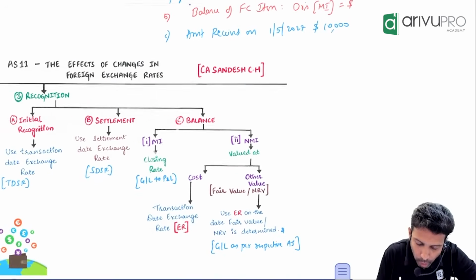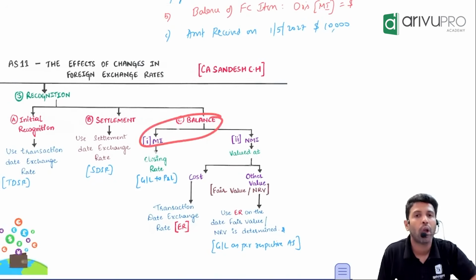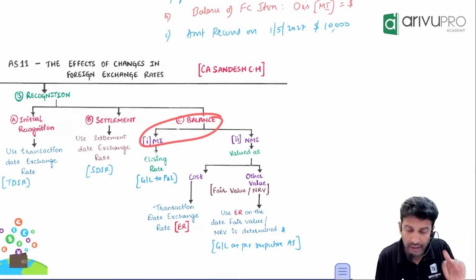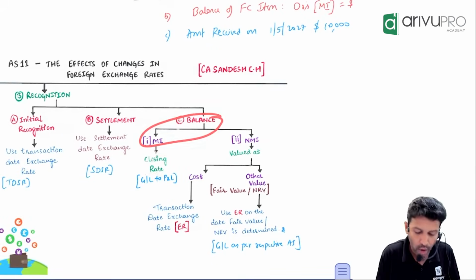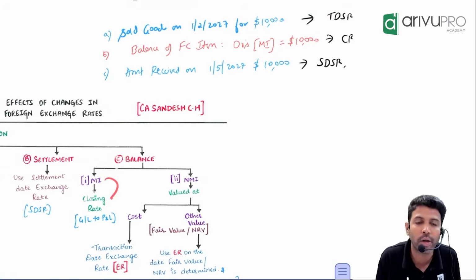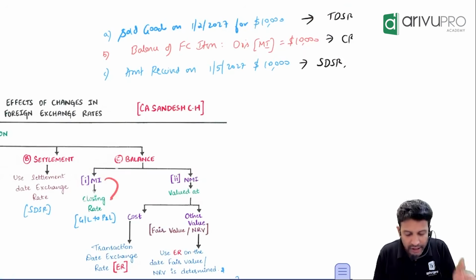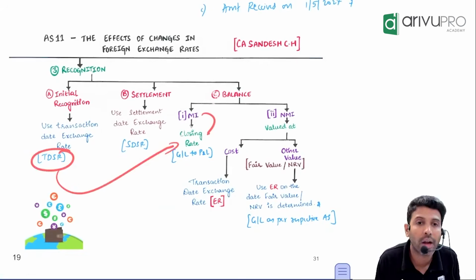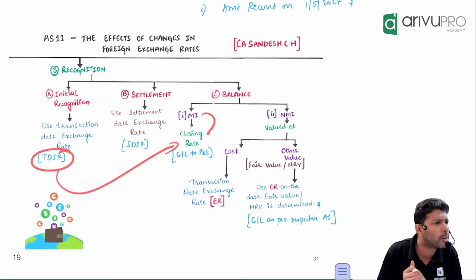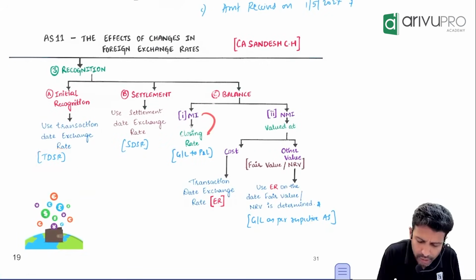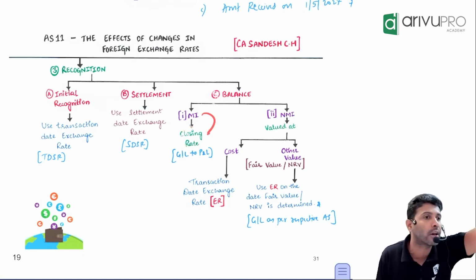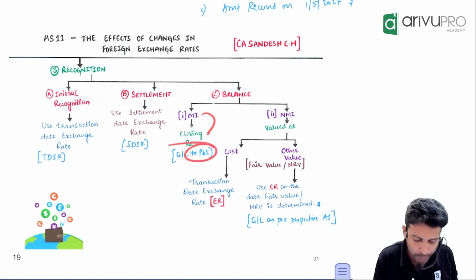If you have a monetary item which has a balance, all monetary items should be shown in your balance sheet reconverted using closing rate. Initially you converted using what? TDSR. Now you are converting using closing rate. Do you think these two rates will be same? When you reconvert using closing rate, you will get some forex gain or forex loss. That will be transferred off to P&L account.